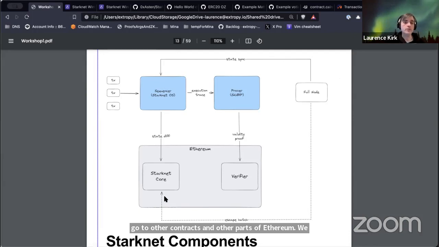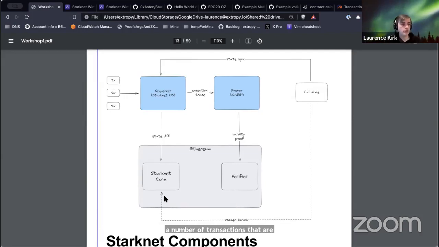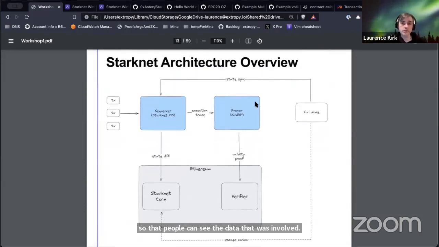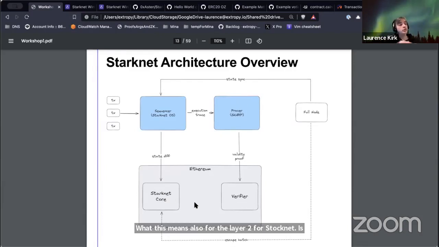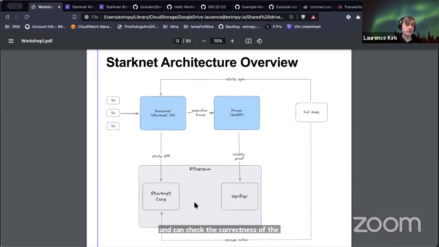We also get details of the state difference. So what this is, is that every block on Starknet has a number of transactions that are involved in the state transition for that block. And so it is those transactions that we are proving, and we send details of those transactions over to Ethereum so that people can see the data that was involved. What this means also for the layer 2, for Starknet, is that the nodes in Starknet can also look at Ethereum and can check the correctness of the execution on the layer 2.